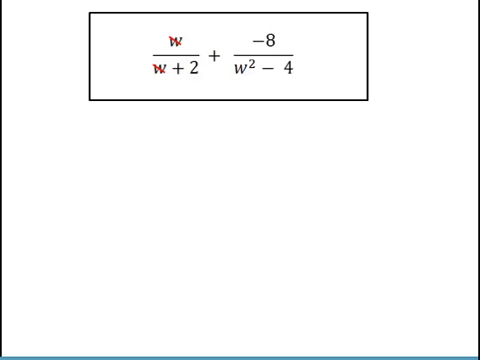You should have learned this starting back in the 4th grade, that you can't add fractions unless they have the same denominator. In order to do so, we must first find the least common denominator and do so by factoring all the denominators. The denominator w squared minus 4 is the difference of squares. It factors as w plus 2 times w minus 2.